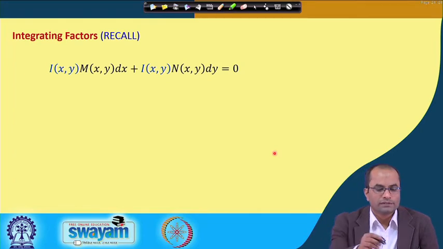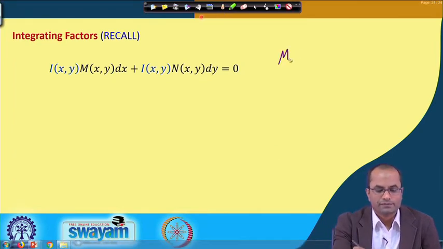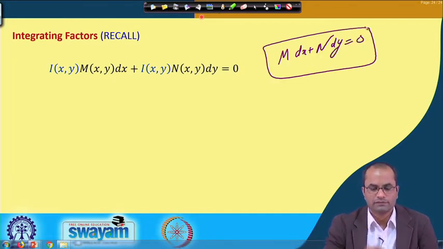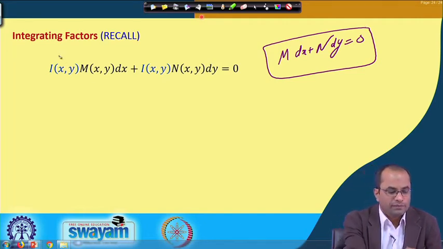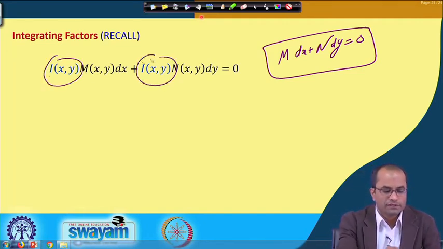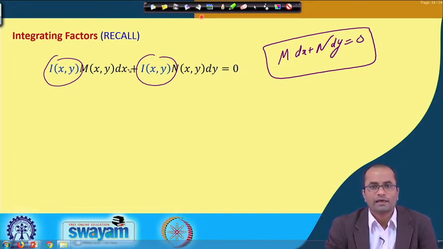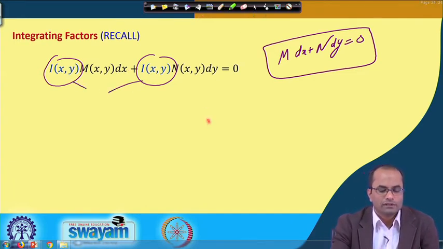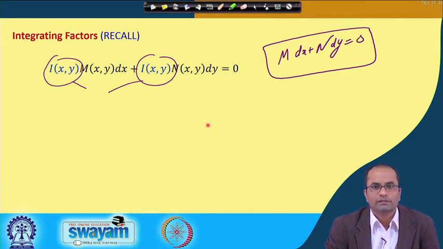So, if our equation is given like M dx plus N dy, where M is a function of x, y and N is also a function of x, y. If this is a given differential equation which is not exact, and if we multiply that equation by this function I(x, y) and then this equation becomes exact, then we call such a function the integrating factor. And what we have also seen is how to evaluate the integrating factor in some special cases.